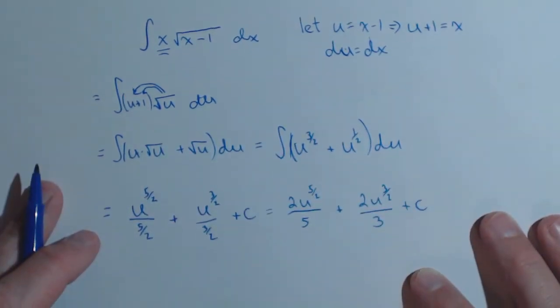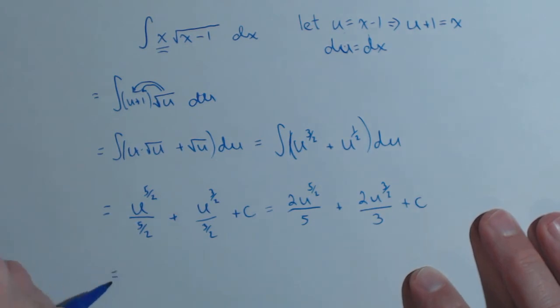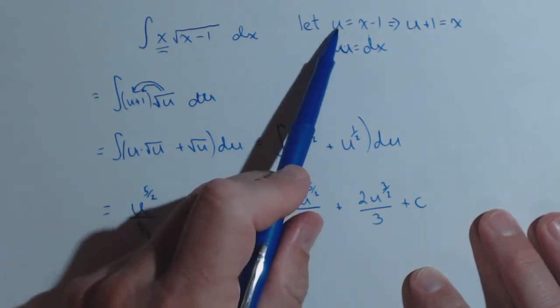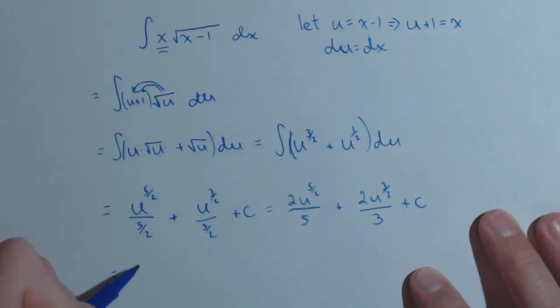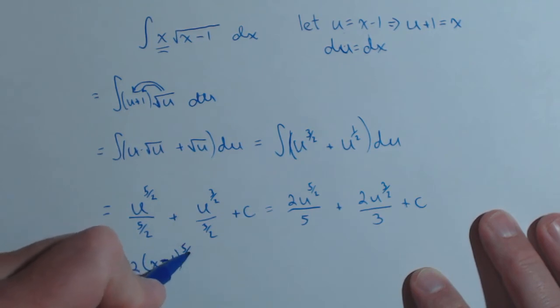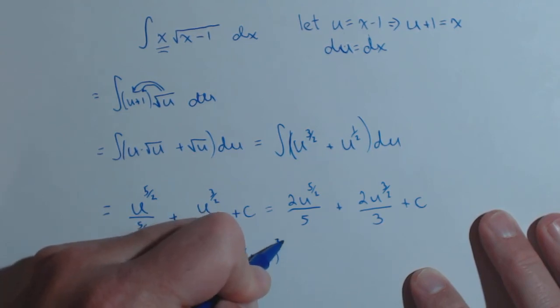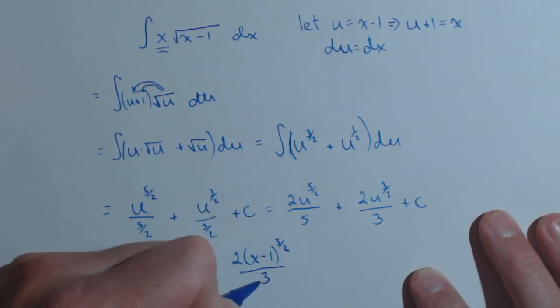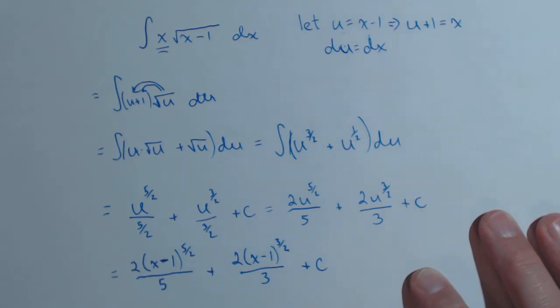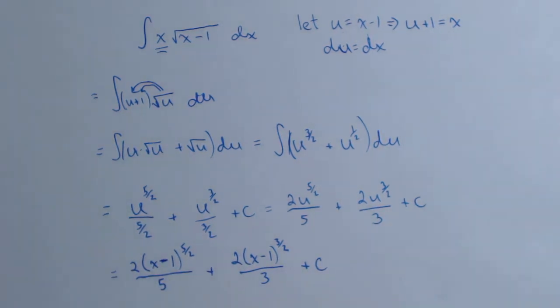The other step we have to make on an indefinite integral with u substitution is to substitute back. Remember, u is x minus 1. So we have 2 times x minus 1 to the 5/2 over 5 plus 2 times x minus 1 to the 3/2 over 3 plus c. And there's our antiderivative.